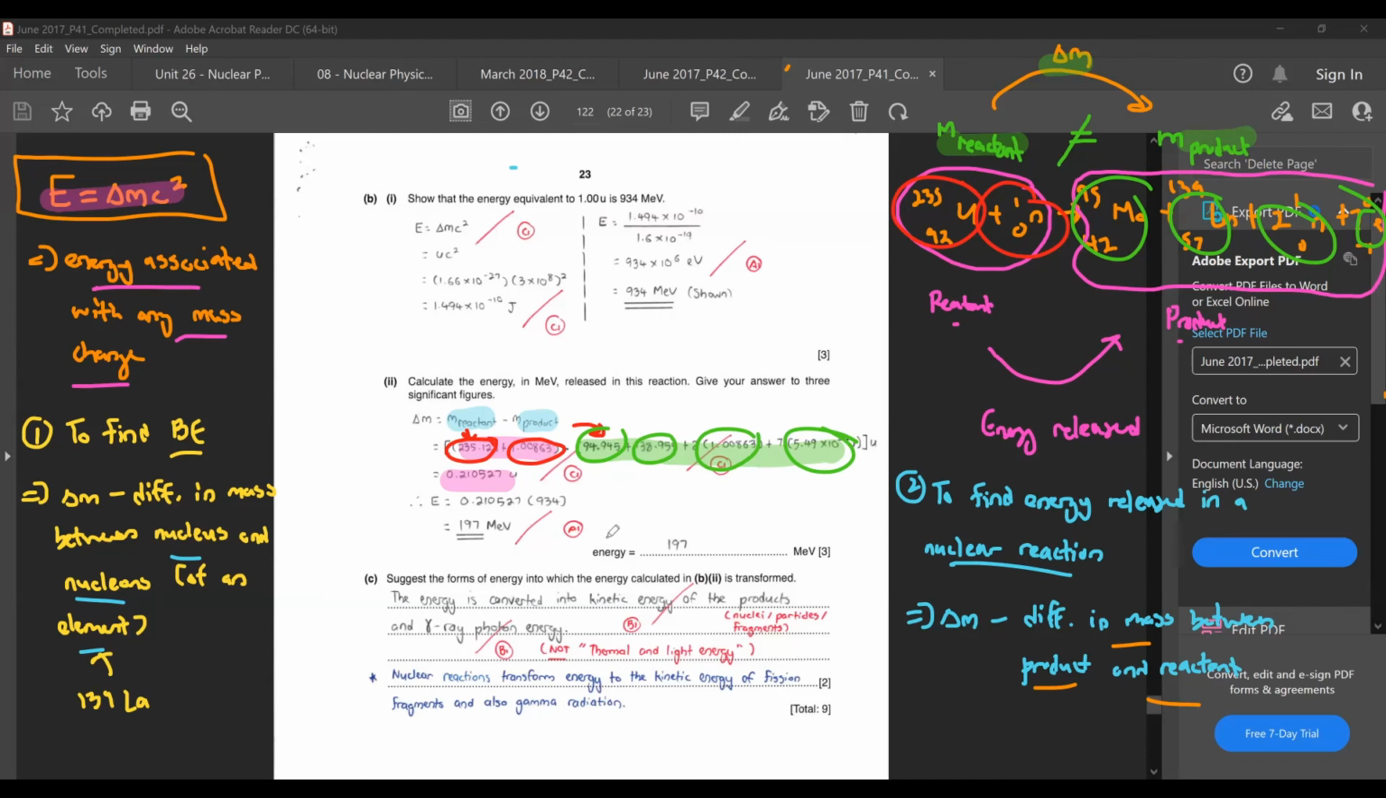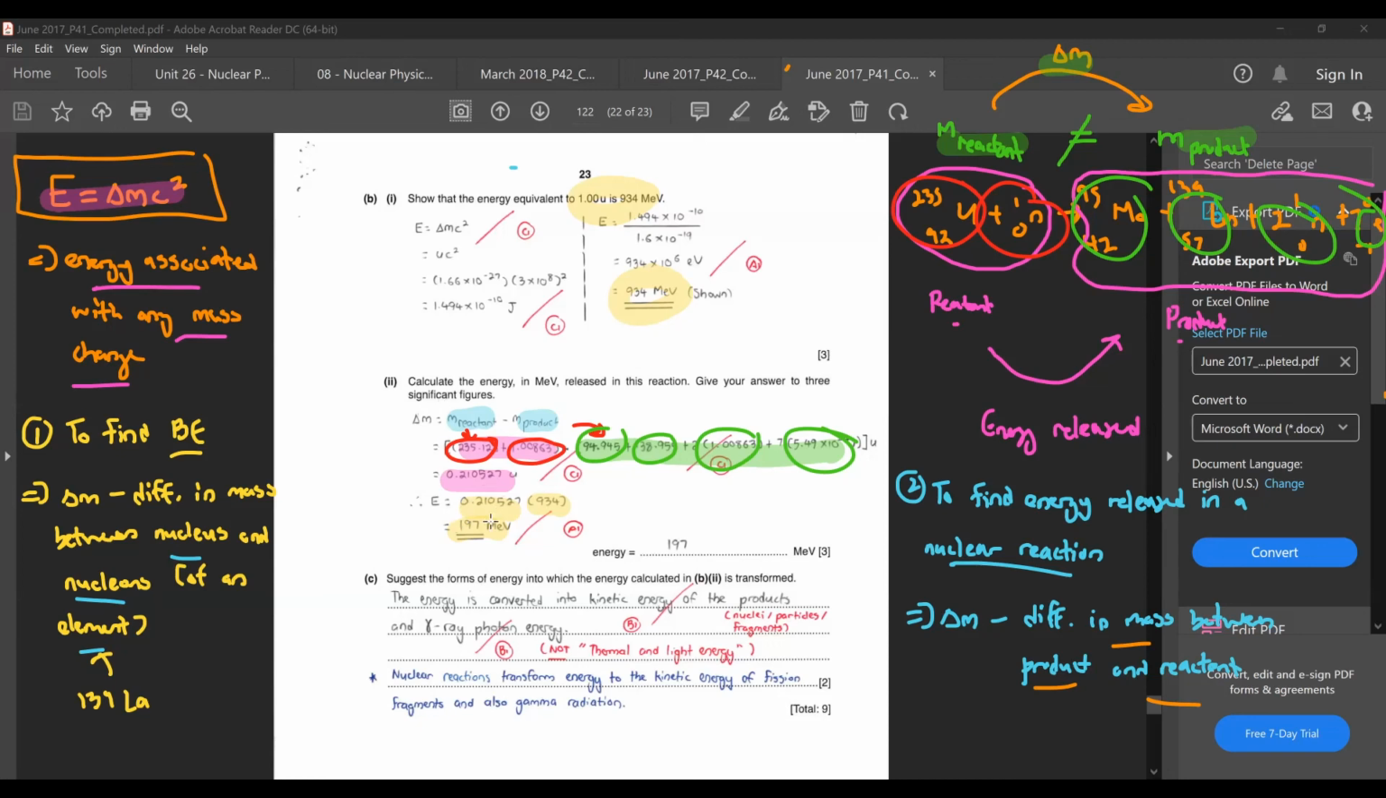Now from there, you want to get the energy associated with that mass defect. Since you already found out the value associated with 1 u, you just take that mass defect and multiply with 934, you're going to get 197 MeV. So far, so good.